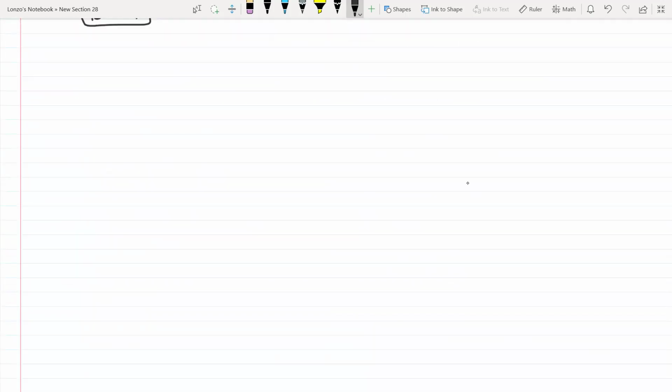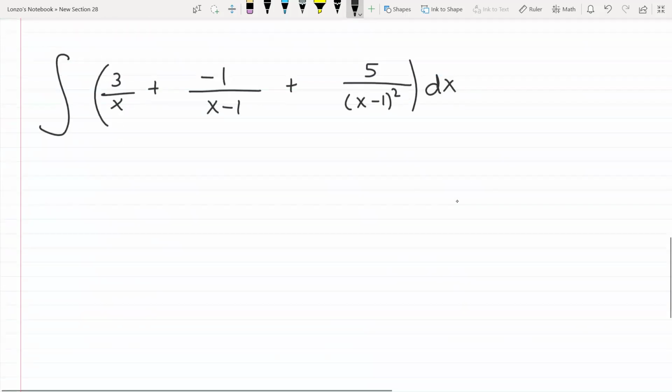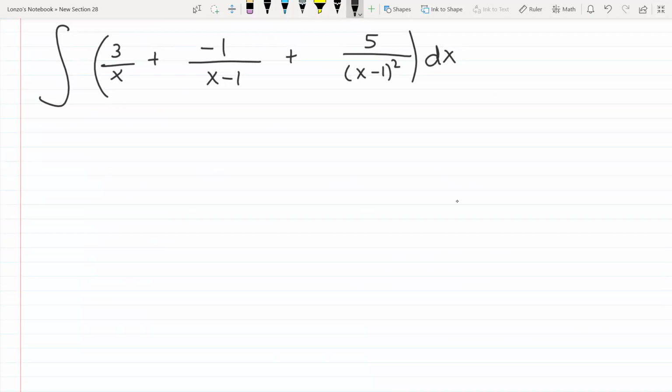So this decomposes as so: you can write your integration as A over X. So our A is 3. B over X minus 1, so it's negative 1 over X minus 1. And then C over X minus 1 squared, so that's 5 over X minus 1 squared. And then this is all times dx. Okay. Now we can integrate this.